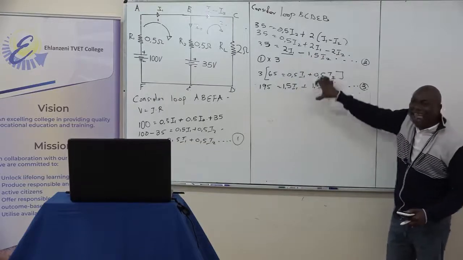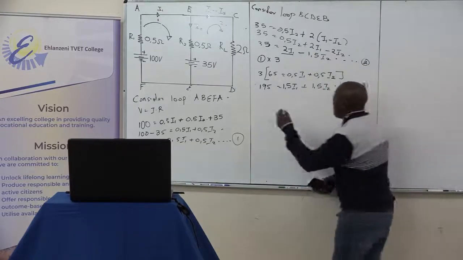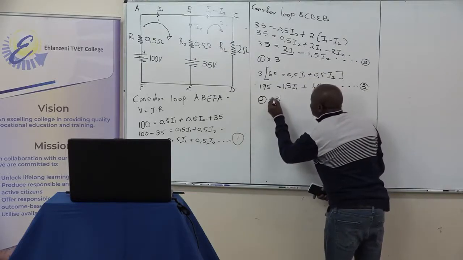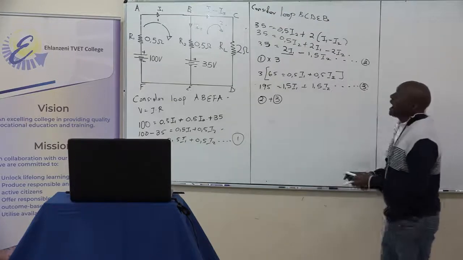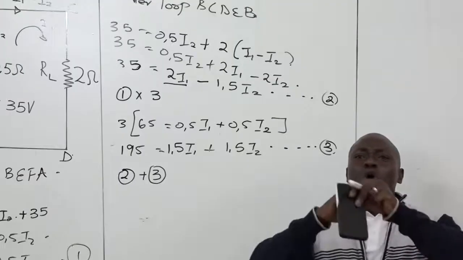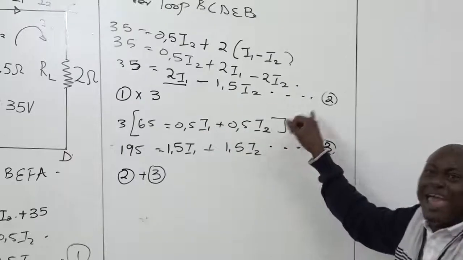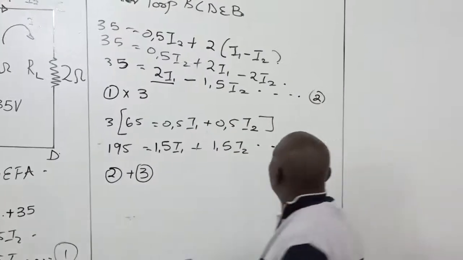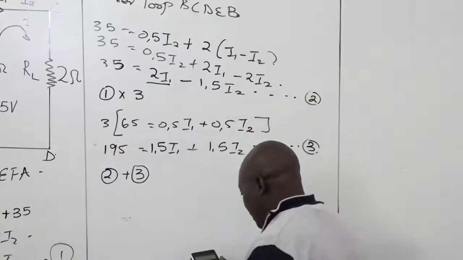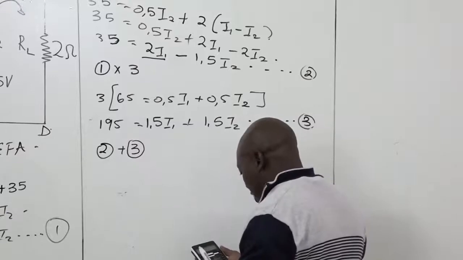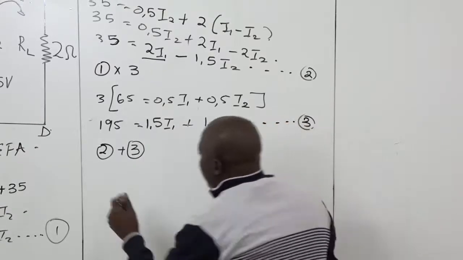In order to eliminate I2, I'm going to add equation 2 and equation 3. So I'm going to add the entire equations. In equation 2, I have 35, and in equation 3, I have 195, and it gives me 230.